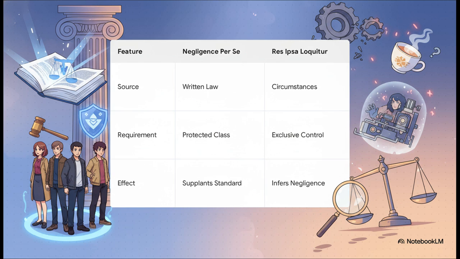Now, over on the right, Res Ipsa Loquitur relies entirely on circumstantial evidence. Its requirements are that the accident ordinarily doesn't happen without negligence, and the defendant was in exclusive control. Its effect is that it creates a strong inference of negligence for the jury to consider, basically saving a plaintiff's case from getting thrown out when they just lack that direct evidence.